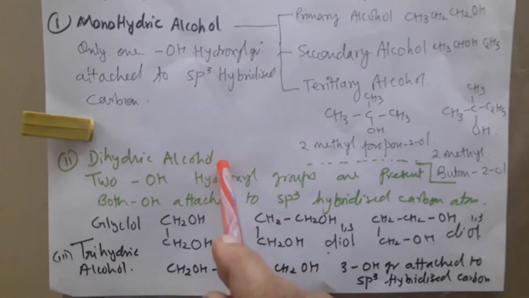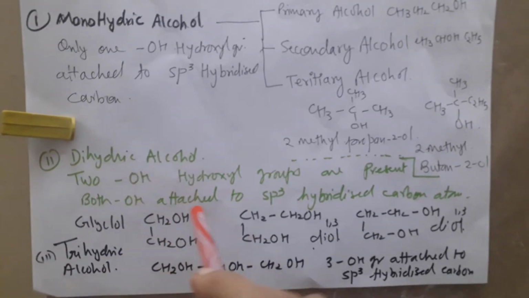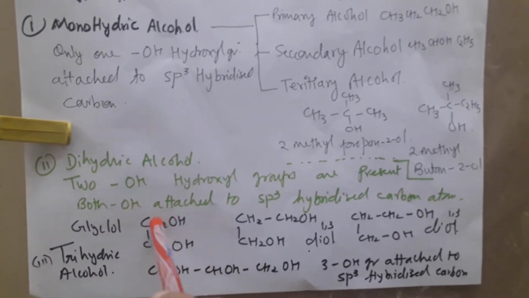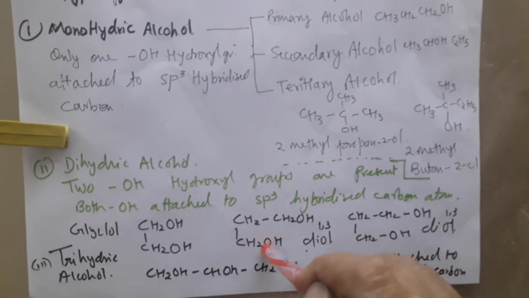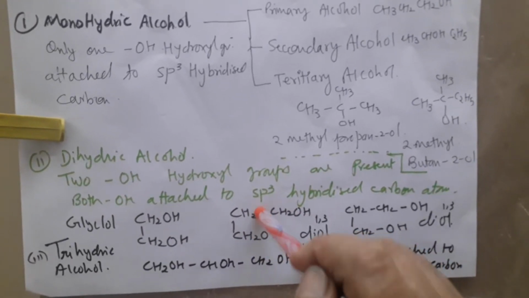Now dihydric alcohol, where two OH groups are attached. See here, CH2OH, CH2OH, ethylene glycol. CH2OH, CH2OH is a 2-degree alcohol, dihydric alcohol.